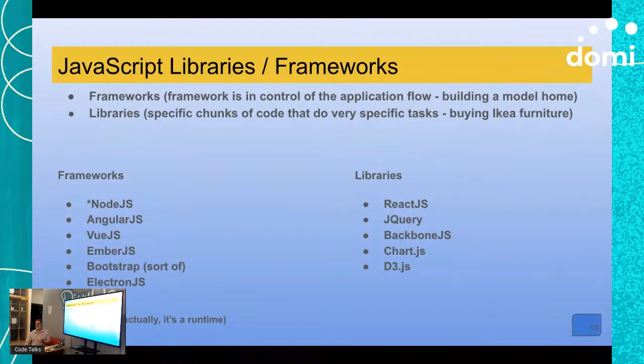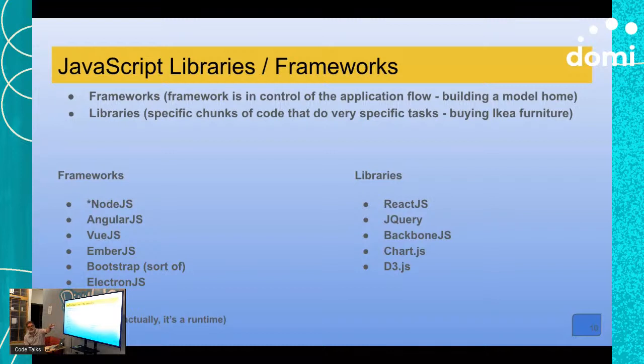Libraries, on the other hand, are little chunks of code that are for very specific things. And the nice part is that you can incorporate as many or as few as you want. So React especially, you can use as little React as you want or as much React as you want, along with other things. So you can include React alongside another framework. So these are some of the bigger ones.